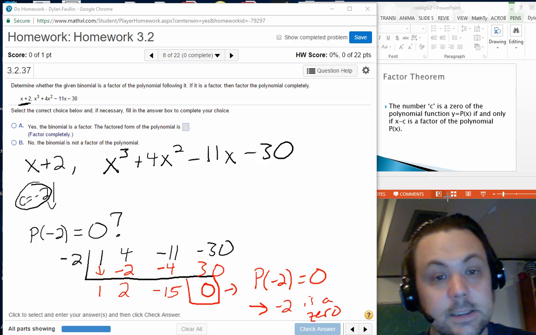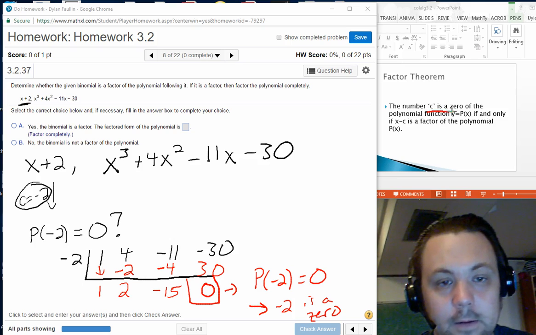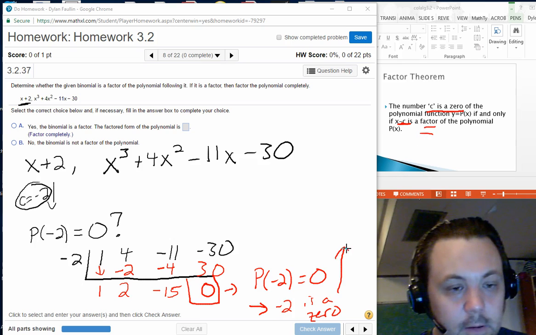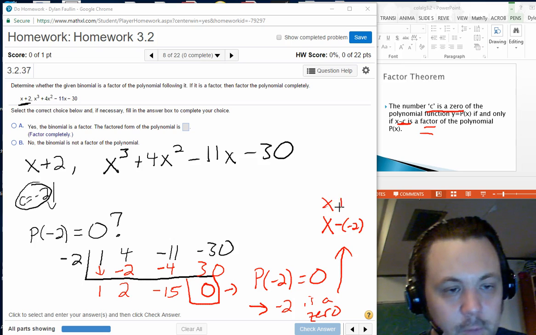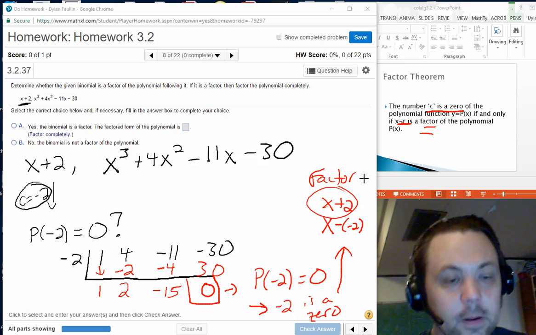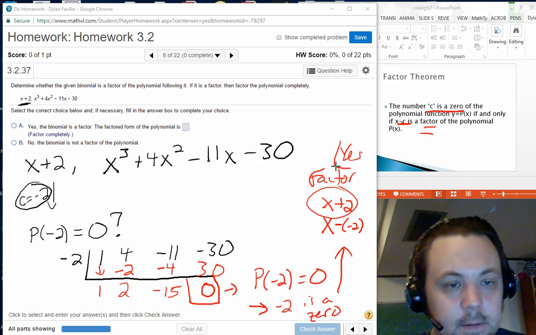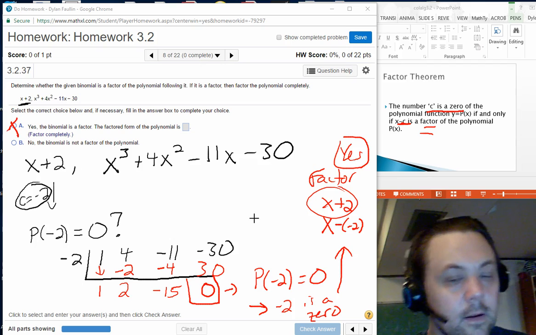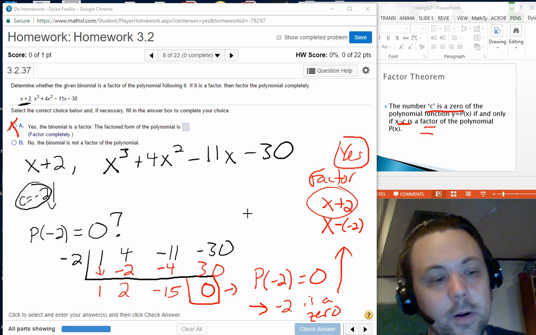And if negative 2 is a 0, according to the factor theorem, if that number is a 0, then x minus that number would be a factor. So if negative 2 is a 0, then x minus negative 2, which of course we would write as x plus 2, has to be a factor of the polynomial. So the answer is yes. We'll mark it over here, right? Yes. X plus 2 is a factor of the polynomial.